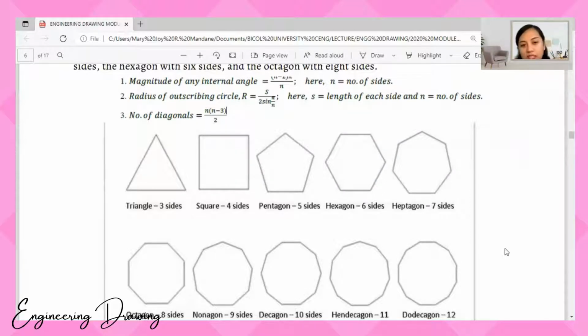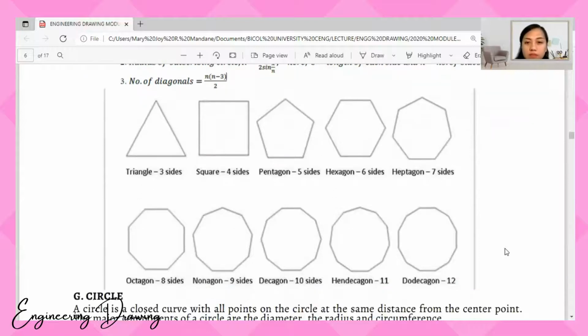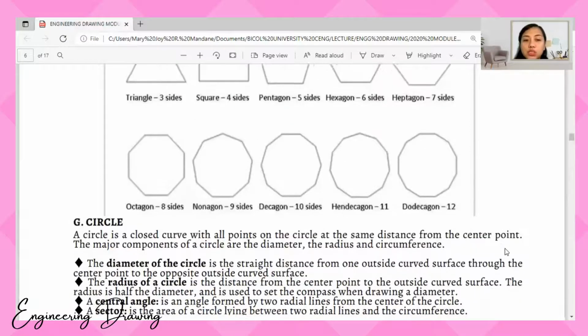So triangle, 3 sides; square, 4 sides; pentagon, 5 sides; hexagon, 6 sides; heptagon, 7 sides; octagon, 8 sides; nonagon, 9 sides; decagon, 10 sides; hendecagon, 11; and dodecagon is 12.